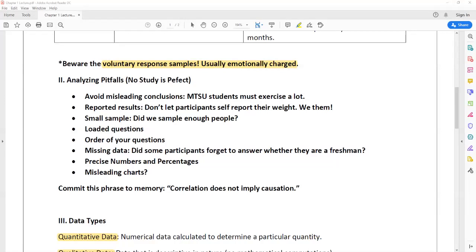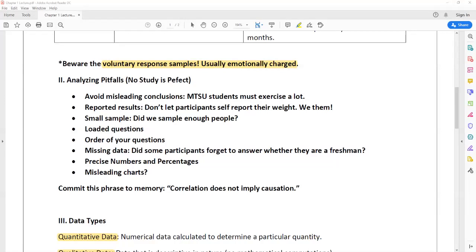Let me give you an example of a loaded question. Do you still beat your wife? Well, if you say no, then that indicates that you used to, but you no longer do. And of course, if you say yes, well, that's not good. So how do you answer a question like that? That's considered a loaded question.